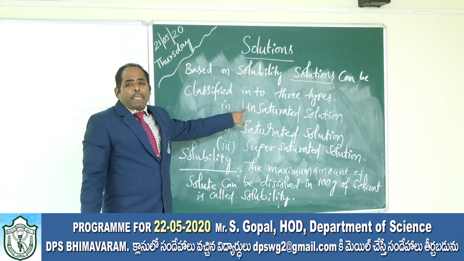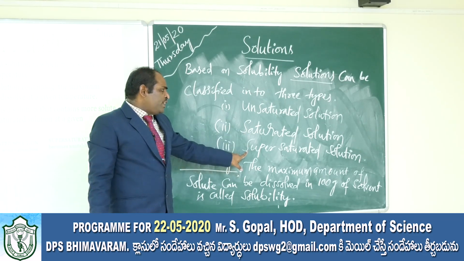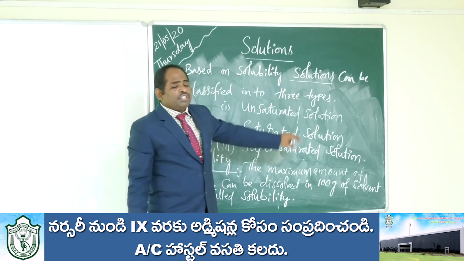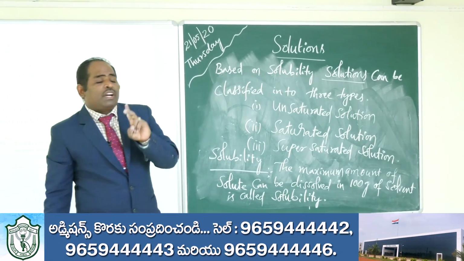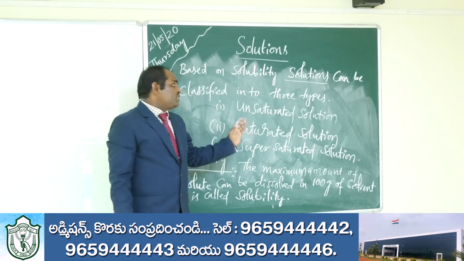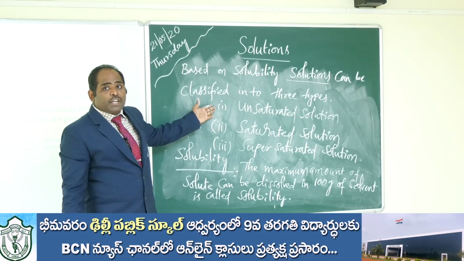Unsaturated solution, saturated solution and supersaturated solution: here we are discussing only the binary solution. Here the solution means a binary solution. Only two components will be there, one is a solute, another one is a solvent. Under the binary solutions, based on the solubility, the solutions are classified into three types.